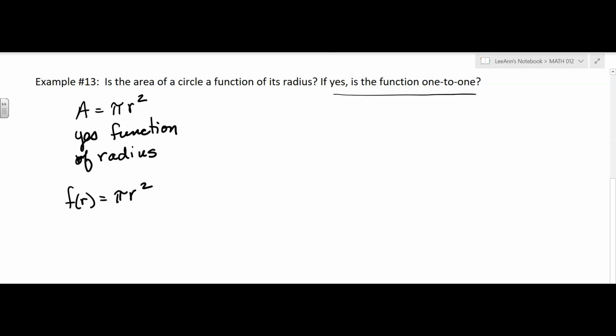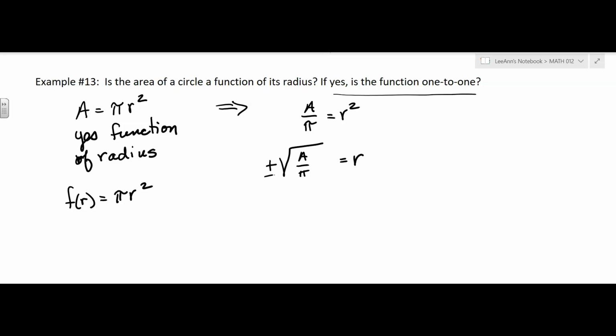Now, this might be a little interesting here. So you might say, okay, if I were to solve for r, so let's say I did that. I divided by pi, and then I took the square root of both sides. Then you might say, whoops, plus or minus. You might say that that is not going to be one-to-one, because when I get r by itself, I could have a positive or a negative.